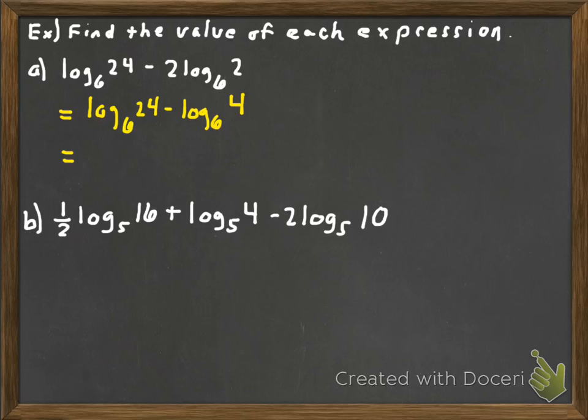Then we can use the quotient property, divide 24 by 4, you get 6. And now this is a very simple logarithm to evaluate. We're trying to answer the question, what power of 6 gives you 6? And that's of course 1. Make sense? If so, try the next one. A little bit tougher, but definitely something you can handle.